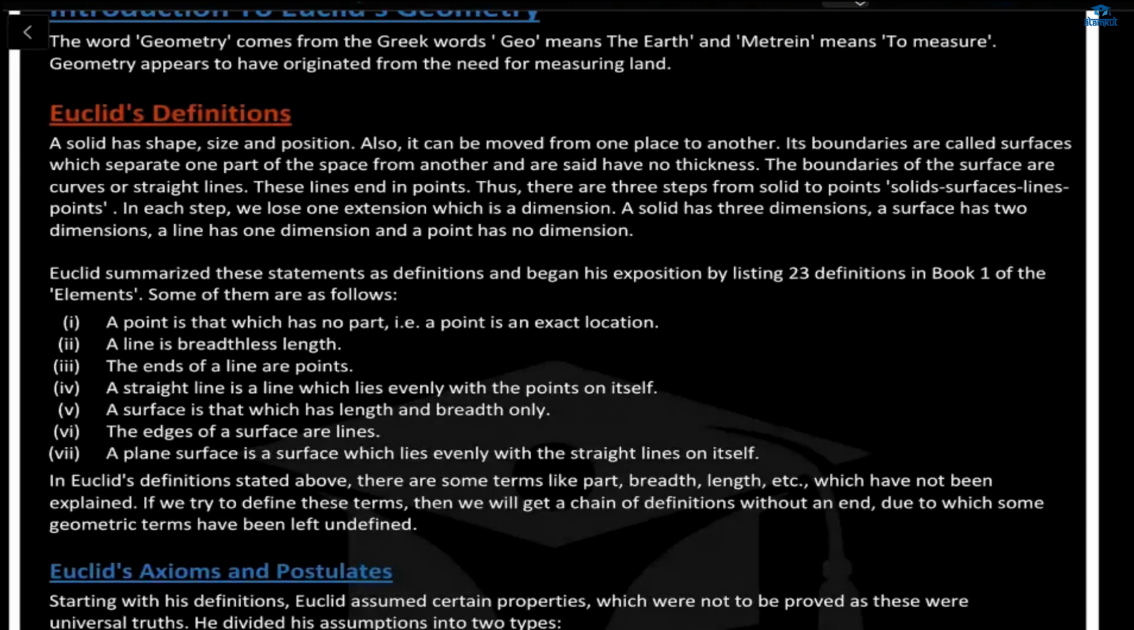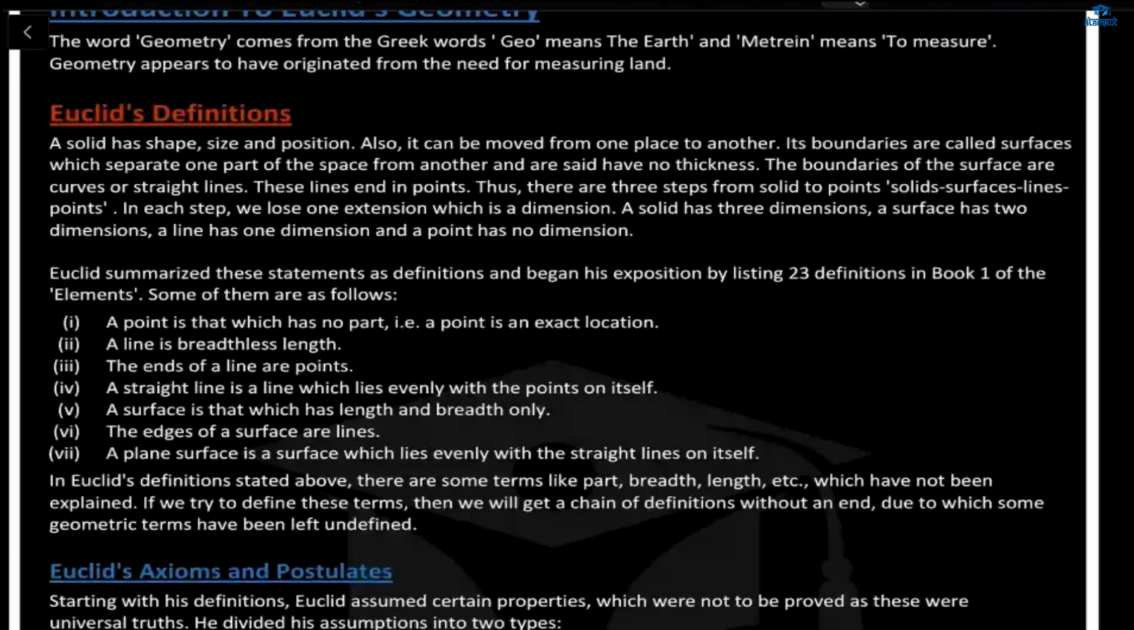So a point is that which has no part. It does not have a part. It's the smallest part you can say in geometry. Like in your chemistry, you can say neutron, proton, electron. In fact, there are smaller ones than them also, but we generally take electron, proton, neutron. Atom is the smallest unit. Here, the smallest unit of all your lines and surfaces, everything, the point is the smallest. So a point has no part, and a point is an exact location.